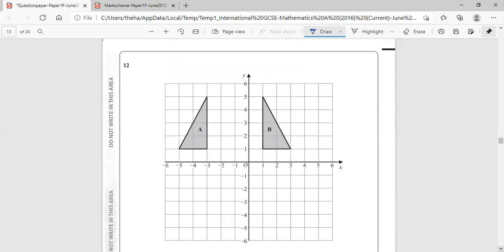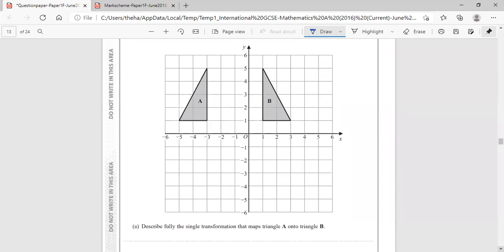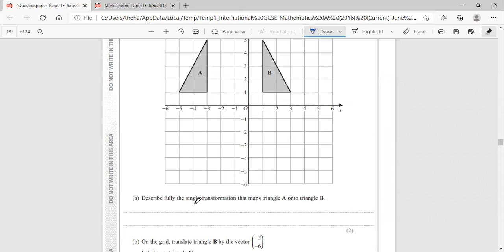So question 12, we've got a graph transformation question here. There's a graph with 2 triangles on, labeled A and B. Part A: describe fully the single transformation that maps triangle A to triangle B. It is a reflection in the line x equals -1. If you look here, we draw a dotted line here. If you reflect either of the triangles in this dotted line, you get the other one. There's one mark for putting reflection and another mark for the line x equals -1.